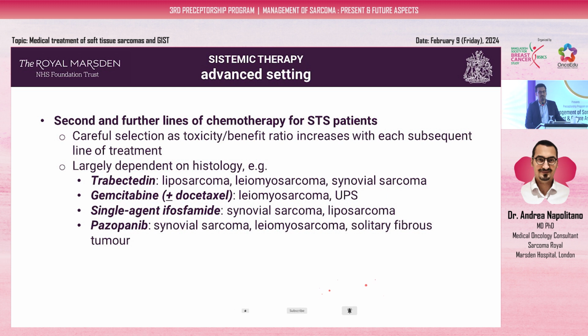Again, many of these agents provide a benefit in terms of progression-free survival in the range of 3 to 6 months or even less. The benefit on overall survival is more disputed, and this is the reason why, for example, pazopanib is not approved for use in the UK, because the benefit was only in PFS but not in OS.